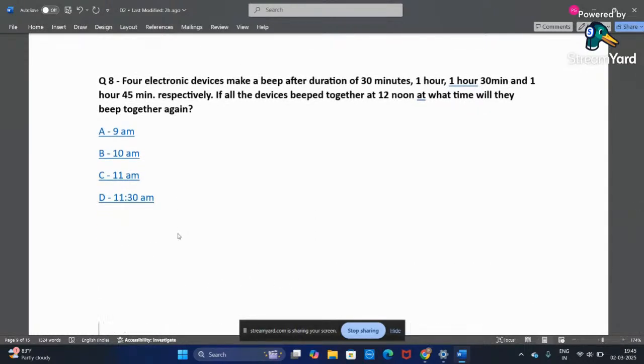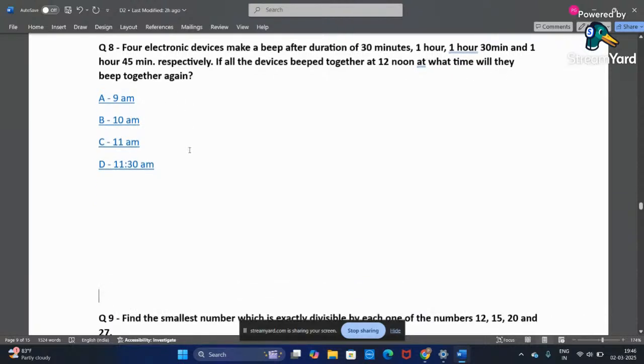For this eighth one, try to solve logically. Okay, I'll read the question. 4 electronic devices make a beep after a duration of 30 minutes, 1 hour, 1.5 hours, and 1 hour 45 minutes respectively. If all the devices beep together at 12 noon, at what time will they be together again?